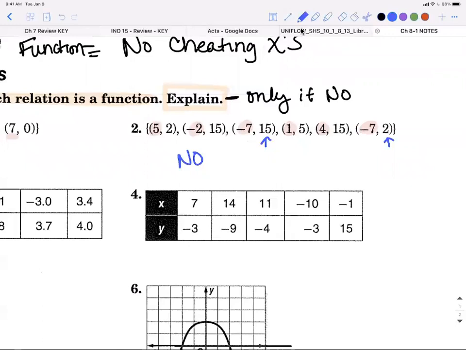So here's what I mean when I say explain only if it's a no, and no words needed. You don't need to write out an explanation. All I want to know is who's the cheating x. So no, it's not a function because of x equals -7. So the only explanation needed is when it's a no, and the only thing you have to tell me is who the cheating x is. Yes, if the y's are the same. Yes, right, because y's can do whatever they want. Yep.